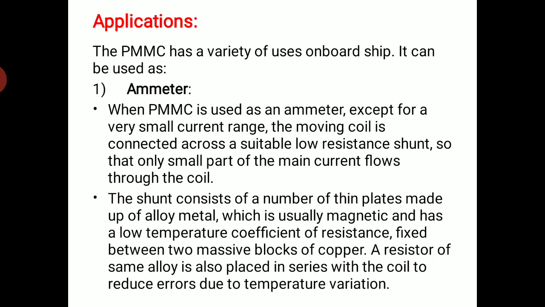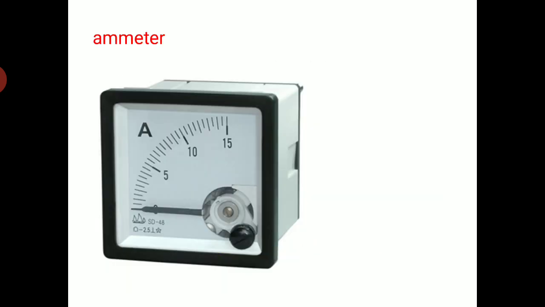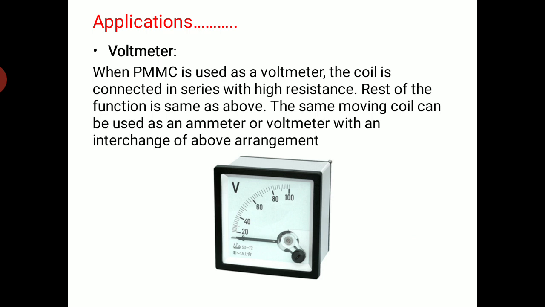Applications: it can be used as an ammeter. The moving coil is connected with a suitable low resistance shunt, which carries the major part of the main current. The shunt consists of a number of thin plates made up of alloy metals, which can be used as an ammeter. So this shows the ammeter image and voltmeter.